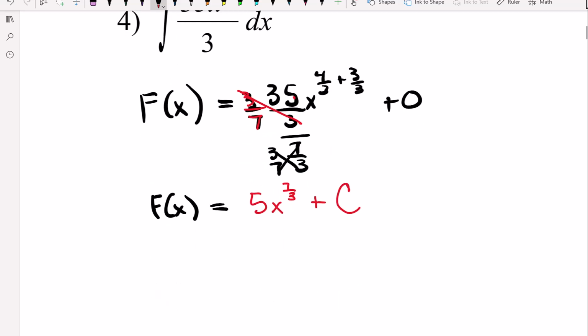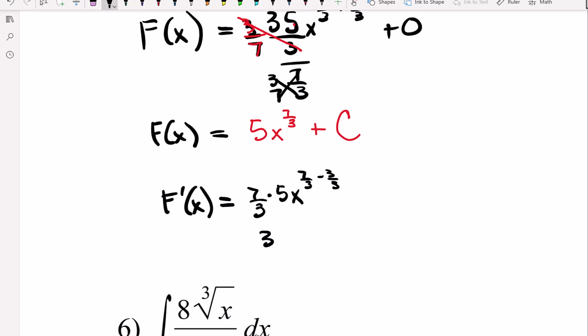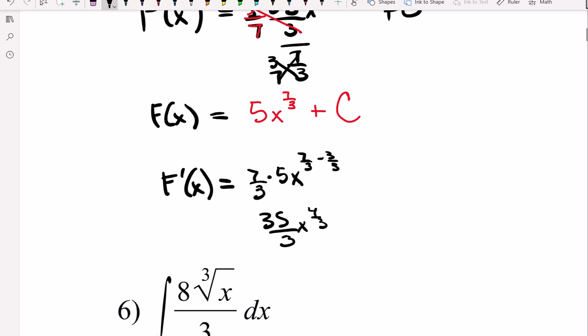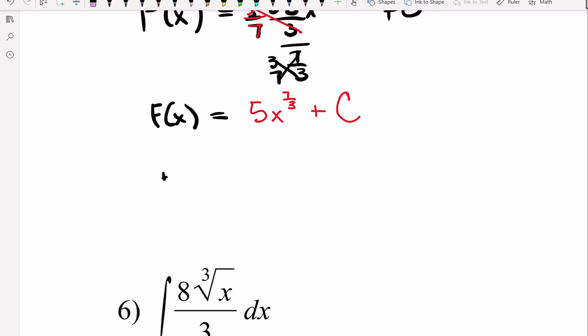And then how you check to see if you did it right is to take the derivative of this. So we're going to multiply 7/3 times 5x, and then 7/3 subtract 1, because now we're doing the derivative. So that becomes 35/3 x to the 4/3. Is that what the original was? Ta-da! And then the derivative of a constant is 0. So we're back to what the original would have been. So that's how you can check to see if you did it right if you don't have an answer key.